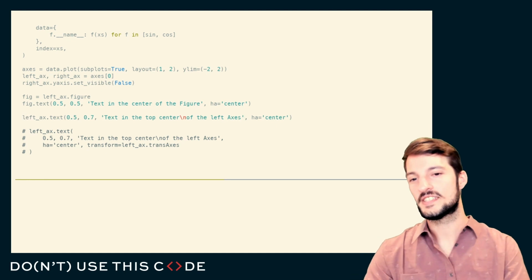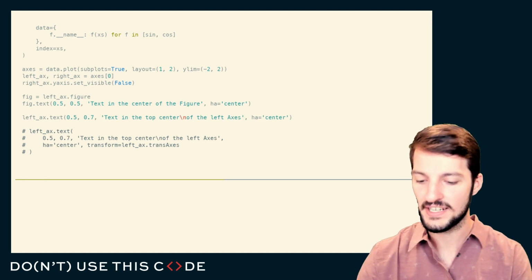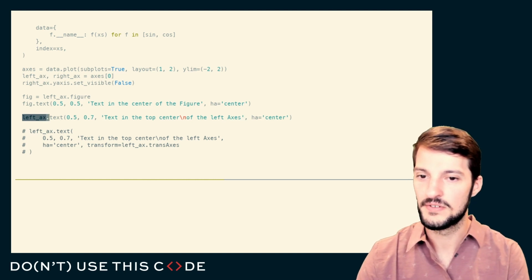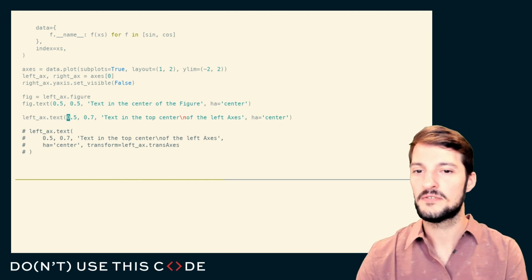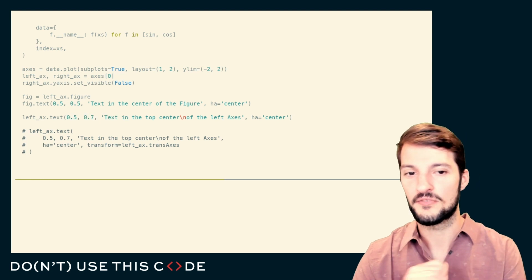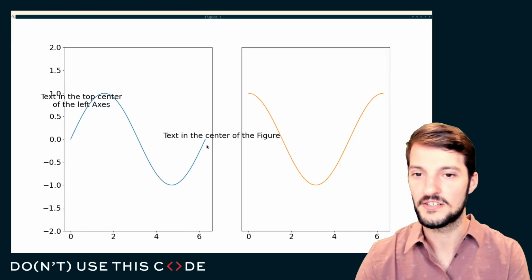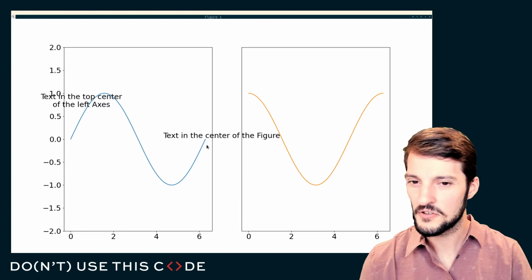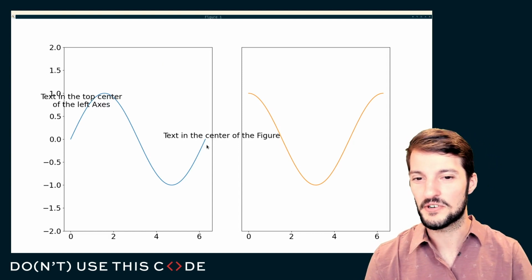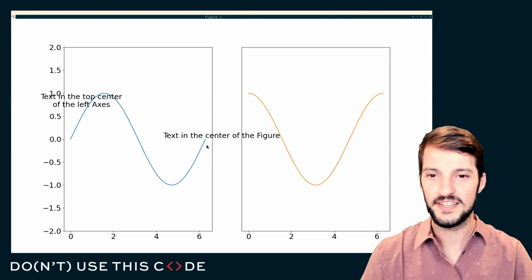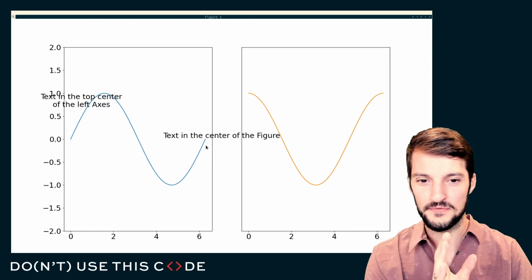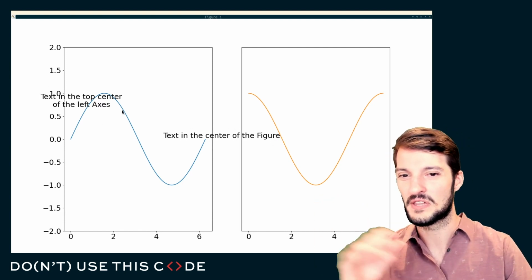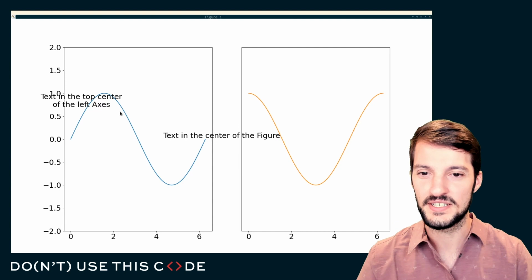Now, if I wanted to add text to an axes, well, I know that the axes objects also have a .text method. So let's see if I can add text to the top center of my left axis as I've specified here. Interesting. It's close, right? We're kind of in the ballpark, surprisingly, but it's not actually in the top center, right? The text in the figure, the center of the figure, that's very centered. But this is off to the left of my axis. I really wanted that top nice and centered.